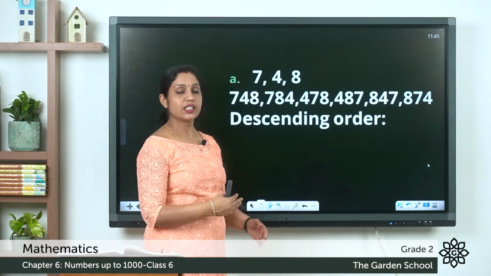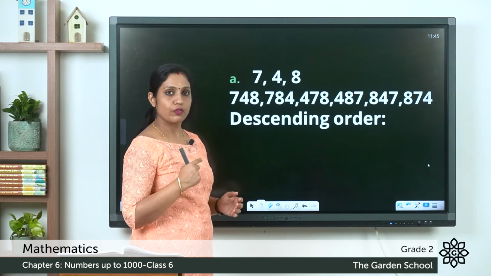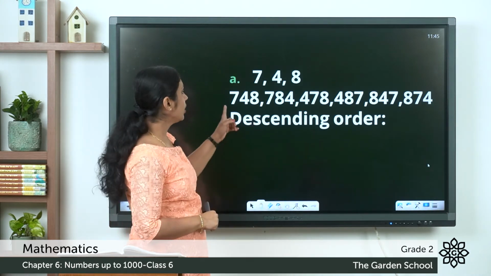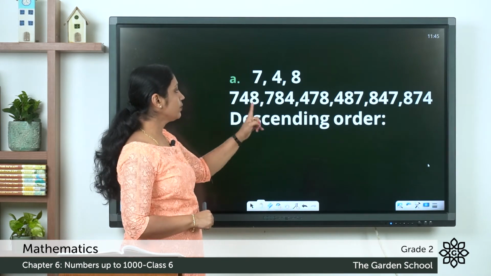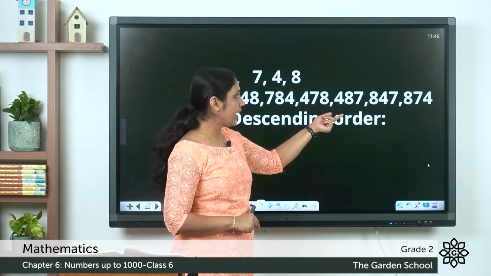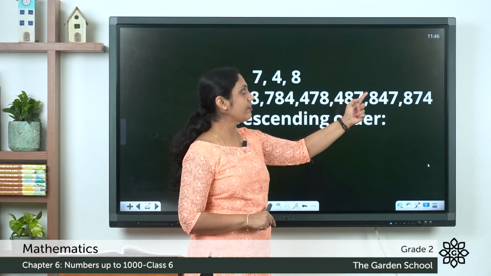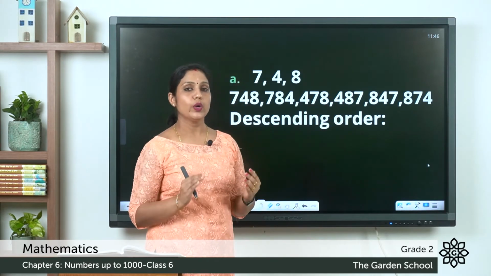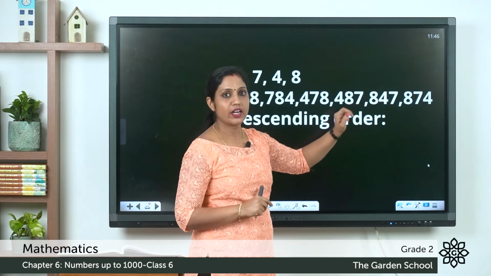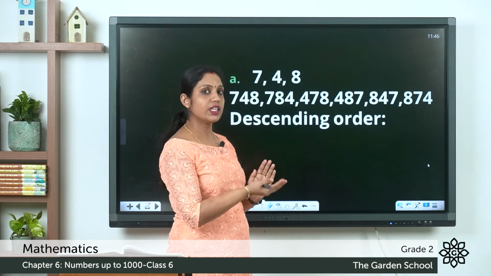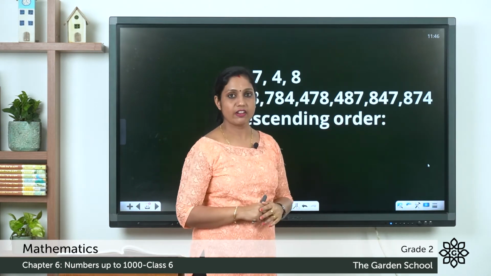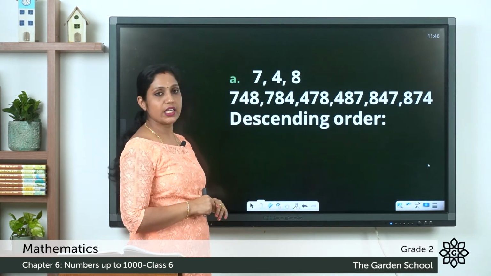We should arrange these numbers again in the descending order. For arranging in the descending order, the biggest number has to come first. So, in 748, 784, 478, 487, 847, 874, which is the largest number? The 2 numbers with 800 are the largest. Among these, which is the largest one? 847 or 874? 874 is the largest one.